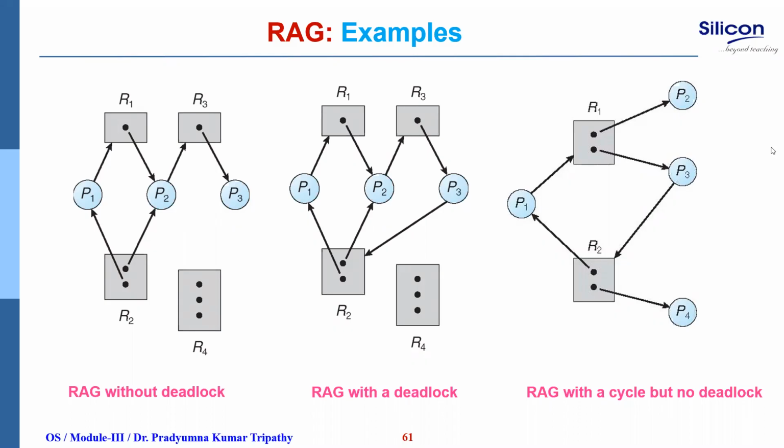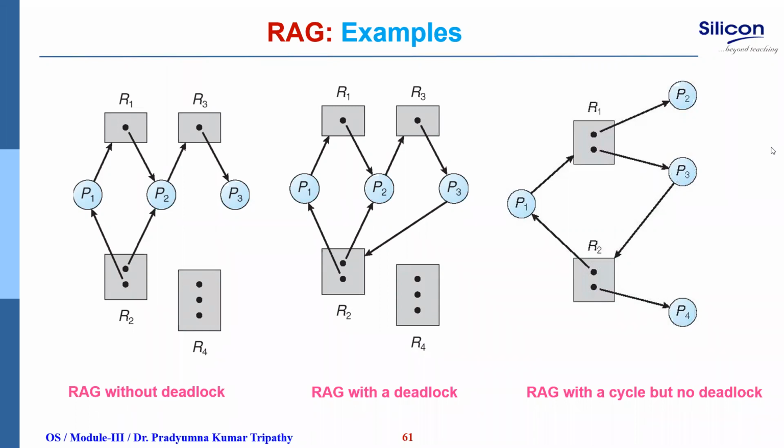P1 and P3 are waiting for P2 and P4, so that P2 and P4 can finish their execution and can return. Yes, very good. P2 and P4 are not in this cycle, so they will definitely finish, and once they finish, the resources will be released and returned. And now the deadlock can break.